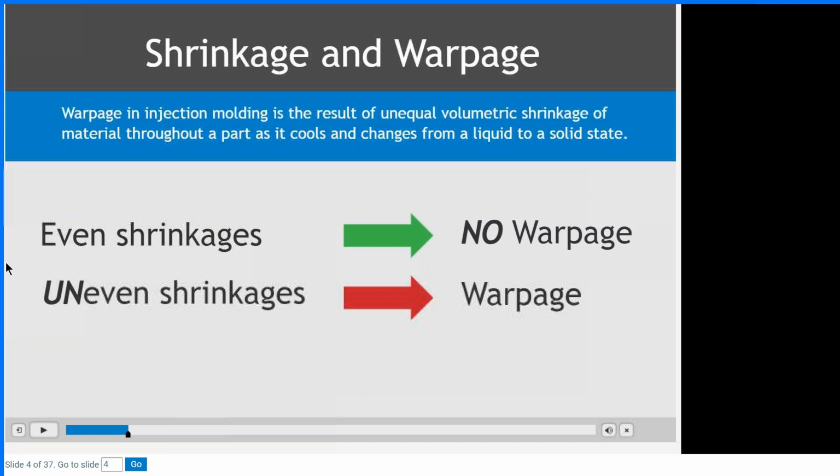But if you have uneven shrinkages due to various factors like different wall thickness, different cooling rates, different shrinkages of the material in flow versus perpendicular to flow. So there are so many factors that create shrinkages. But the key here is that if you have even shrinkages, the part will not warp. So for us, it is important to identify what really causes this warpage.